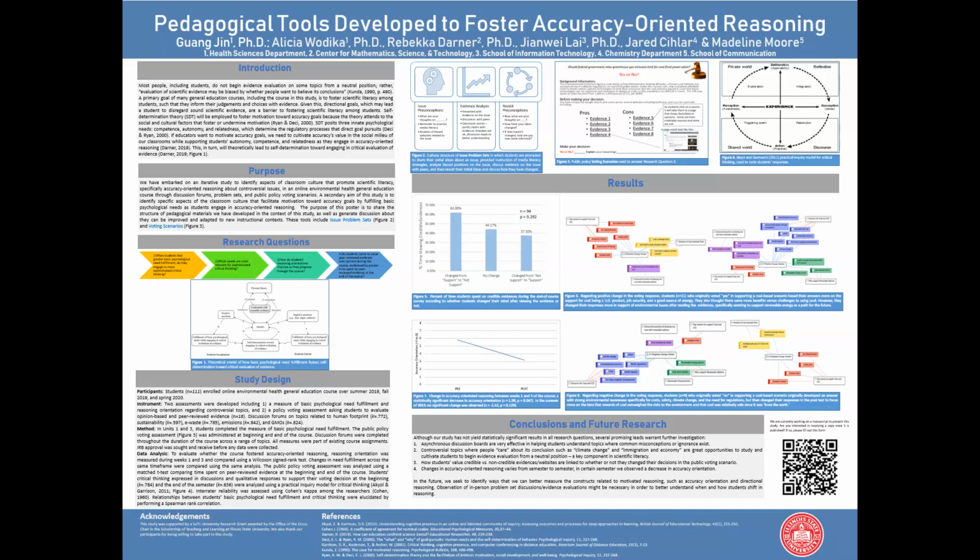Also, the changes in accuracy-oriented reasoning vary from semester to semester, as shown in Figure 7, which shows the data from fall of 2019, in which there was unfortunately a decrease in accuracy orientation. In the future, we seek to identify ways that we can better measure the constructs related to motivated reasoning, such as accuracy orientation and directional reasoning.